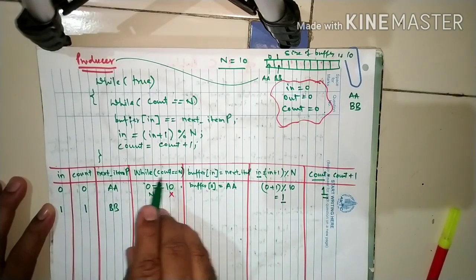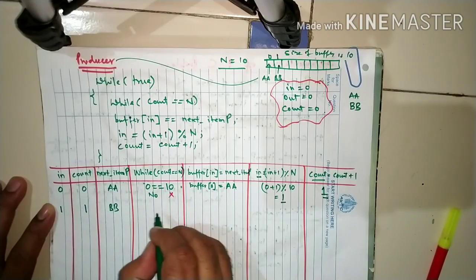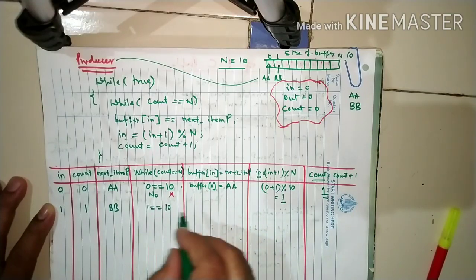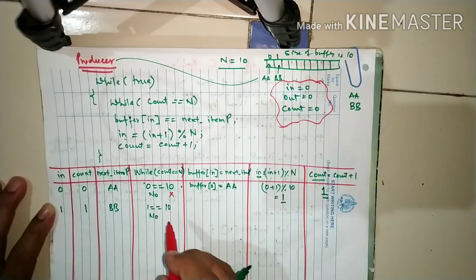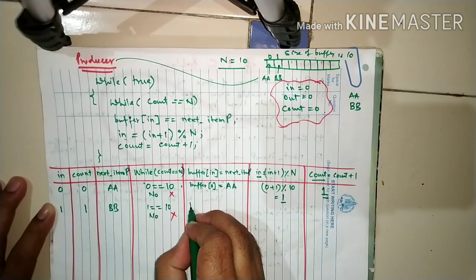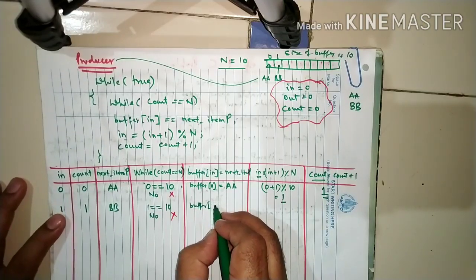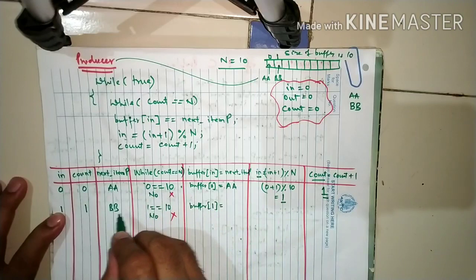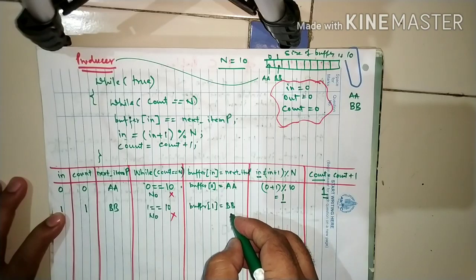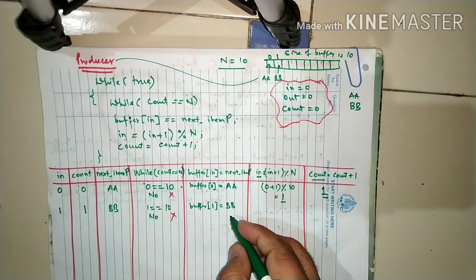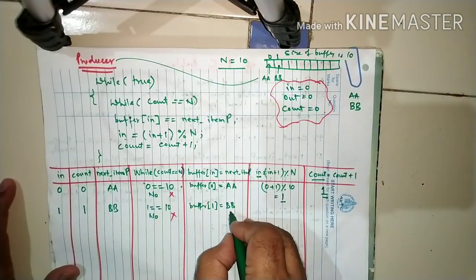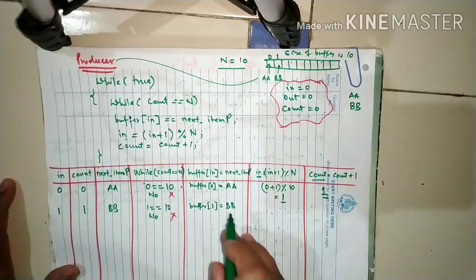Okay, so now while count is equal to n, the count is 1, 1 is equal to 10? The value has not changed, so again no, because the while condition is false. So the next one is buffer of in, where the value of in is 1, equals next item p, which is bb. The next data item which we are going to insert inside the buffer is bb. So on the first index, your producer is going to insert the bb.